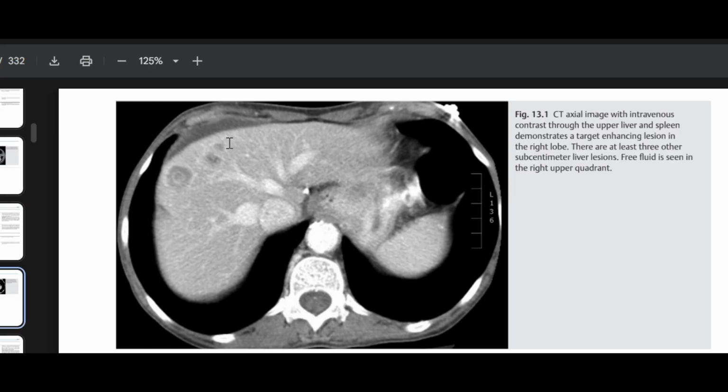These lesions indicate multiple target enhancing lesions of the liver, suggesting metastatic disease of the liver. Free fluid is also seen in the right upper quadrant.